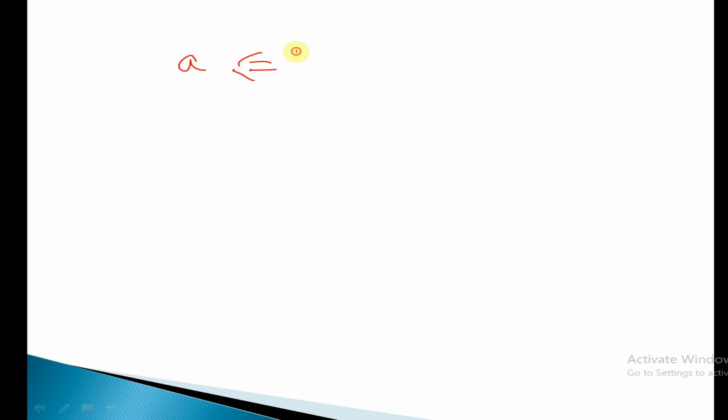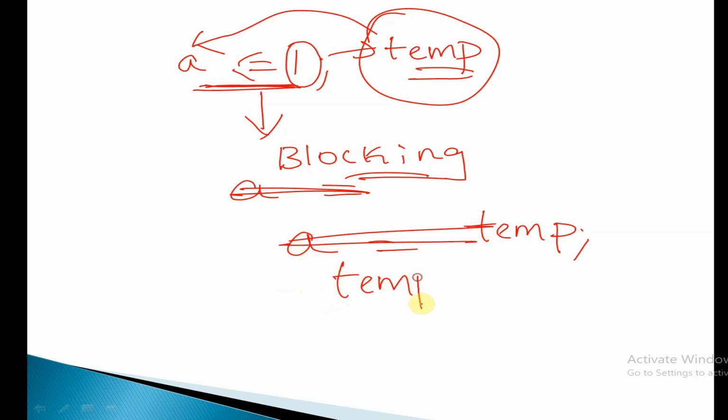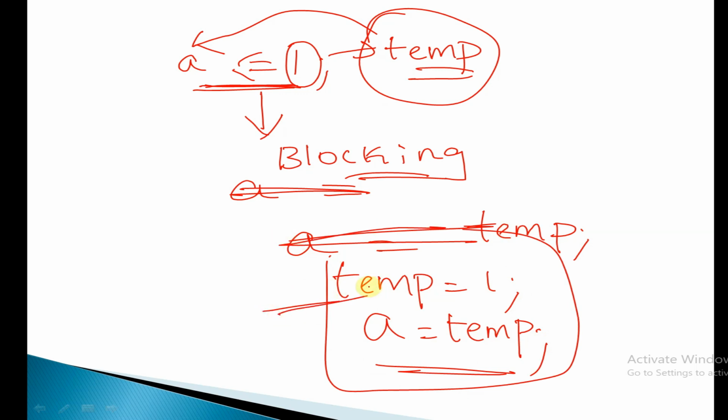A non-blocking of 1. This I want to implement using a blocking operator. So how can I implement it? The value will be stored inside this A. So how to represent it in blocking operator? We can use a temporary register. We can declare a reg called temp. Sorry, temp is equal to 1, and after that A is equal to temp. So this is how we can write it using a blocking operator.